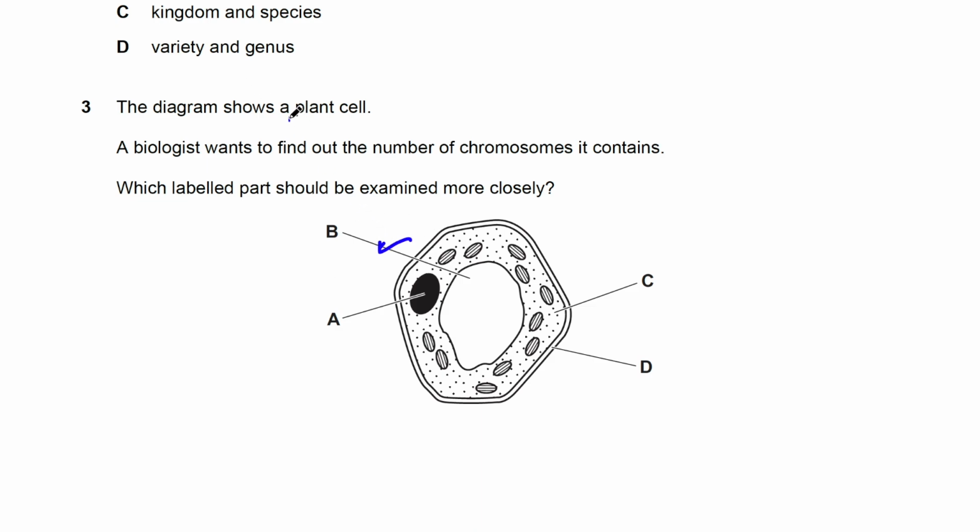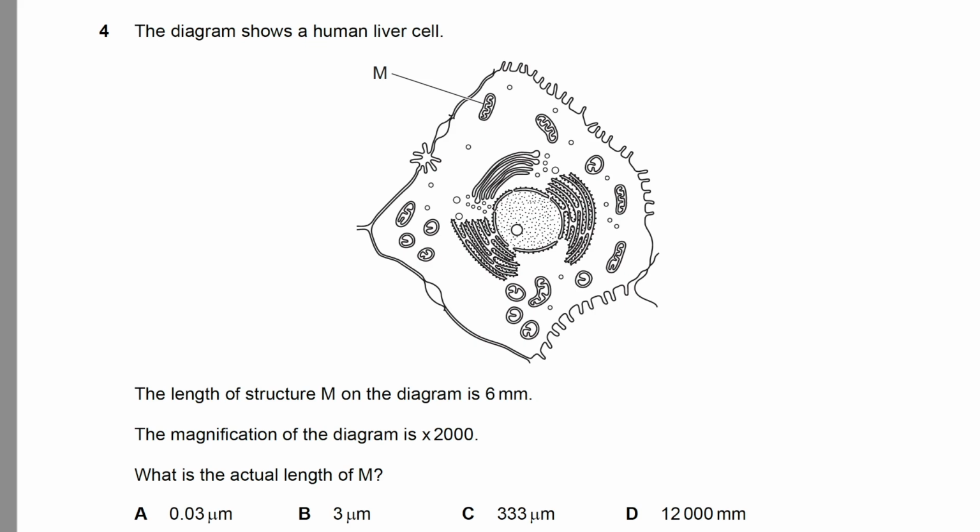Why? He mentioned it's a plant cell, and plant cells have a big central vacuole. This is the big central vacuole. So the right answer here is what? Is A. The chromosomes will be located in the nucleus. Okay, let's do question number 4 right now.